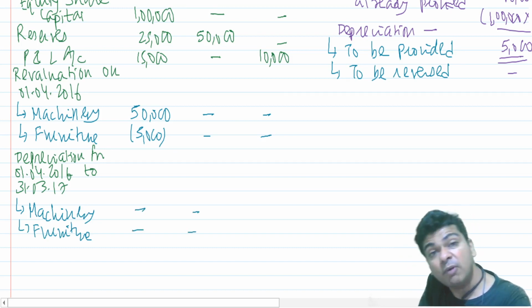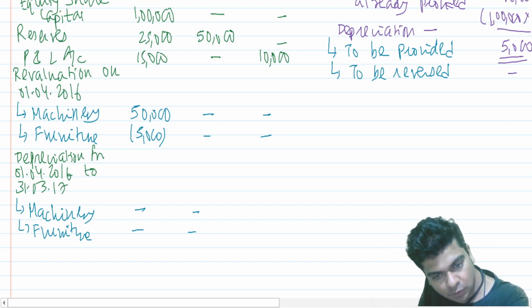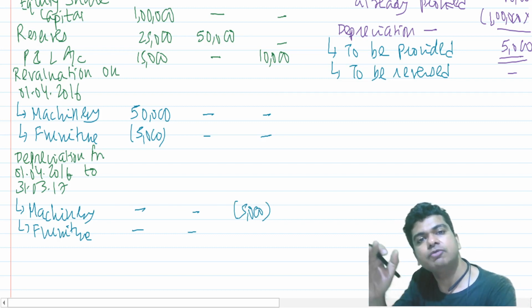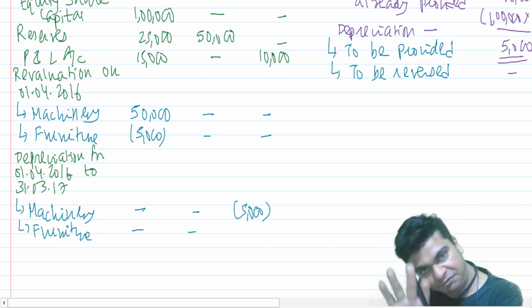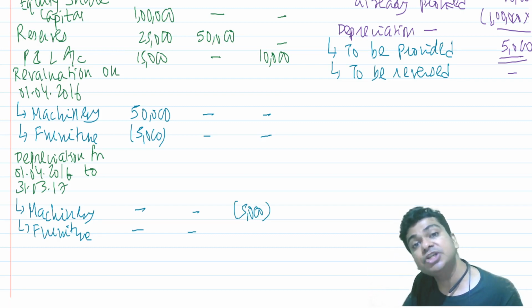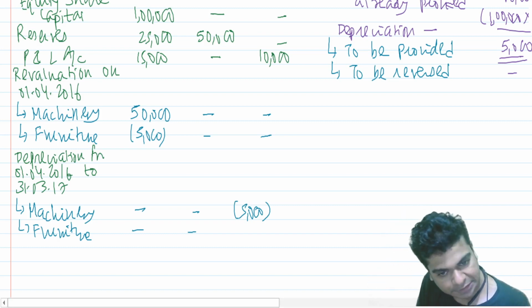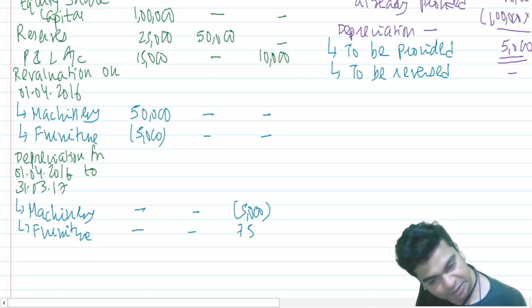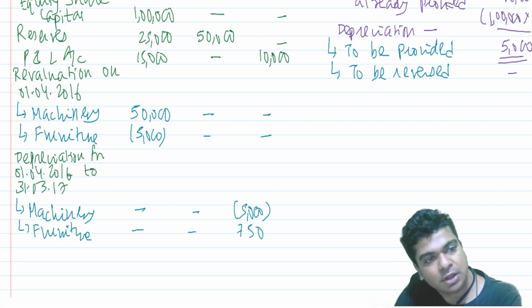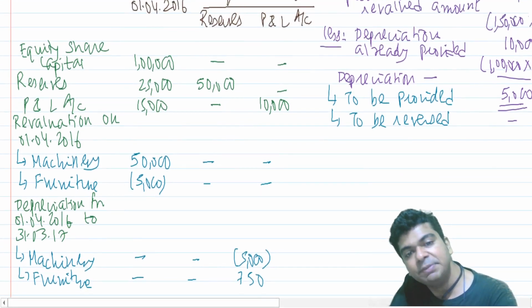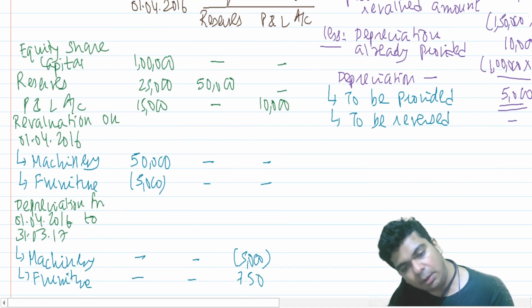I have to provide additional depreciation of 5,000. Additional depreciation will be debited to the P&L, so your profit will reduce. And on furniture, depreciation is to be reversed, so it will be credited to the P&L. So here I keep it positive 750. If you see the column title is P&L. Okay, I'm putting it under the column of the P&L.